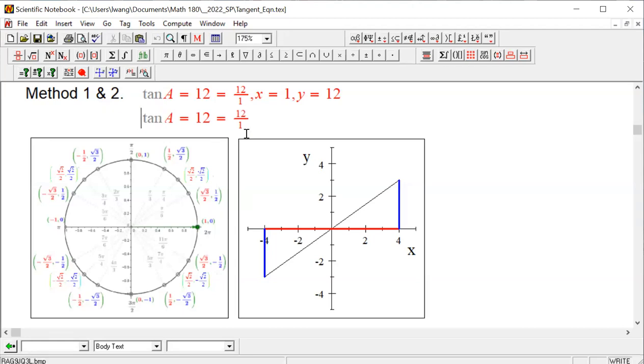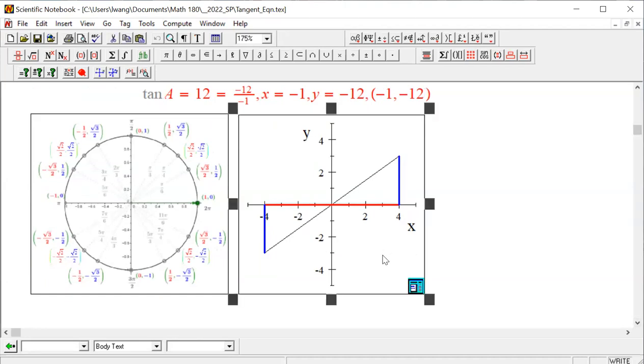It could also be negative 12, negative 1. So X equals negative 1 and Y equals negative 12. So either in the first quadrant or the third quadrant. In this quadrant, the point is (1, 12), and in the next quadrant, the point is (-1, -12). We don't get to see these examples very often, but we know there are solutions. So now I'm going to have to make adjustments to these pictures, but it's not too hard.